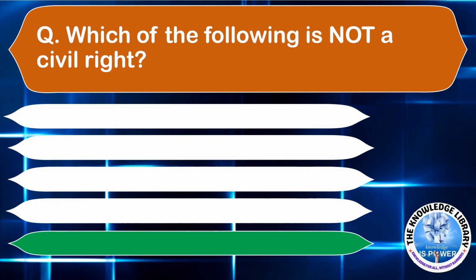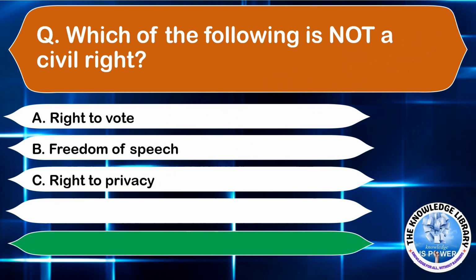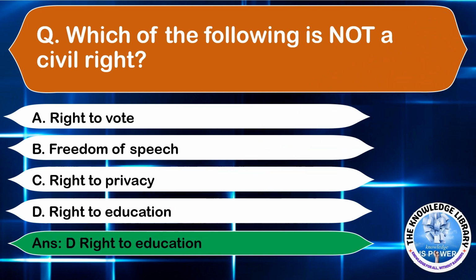Next question is, which of the following is not a civil right? Option A, right to vote. Option B, freedom of speech. Option C, right to privacy. Option D, right to education. Correct answer is option D, right to education.